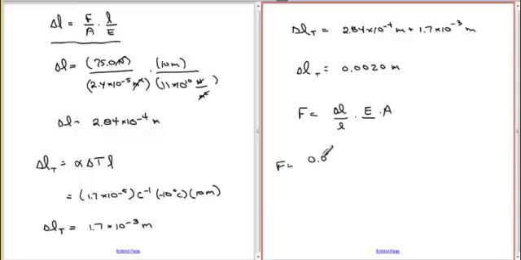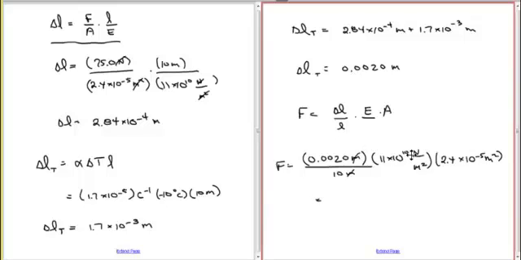So we're going to use the total delta L, and we're going to divide by the 10 meters for the length. The modulus was 11 times 10 to the 10th newtons per meter squared, times the area, which isn't changing. The cross-section area is 2.4 times 10 to the minus 5 meters squared. And you see these meters cancel out. You just end up with newtons, which is what we're looking for.